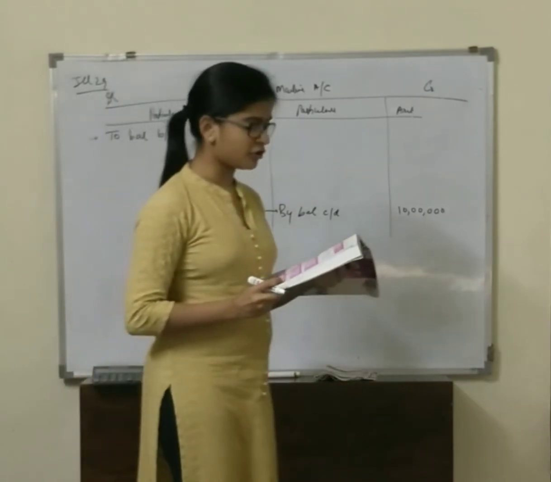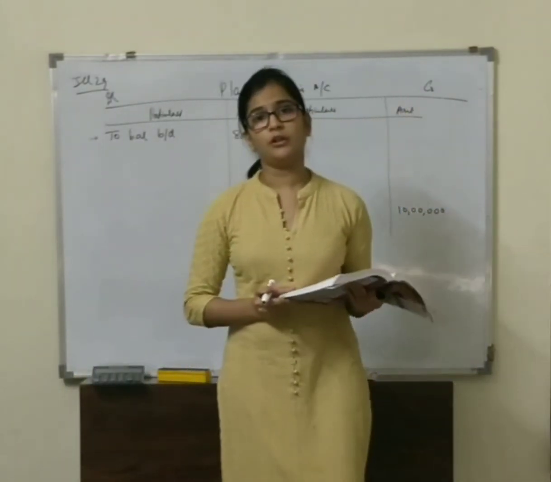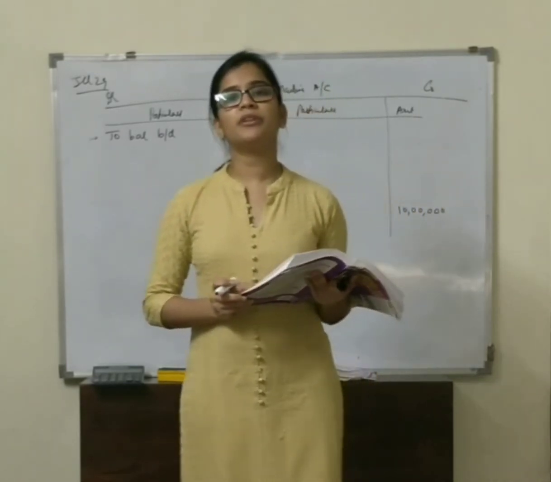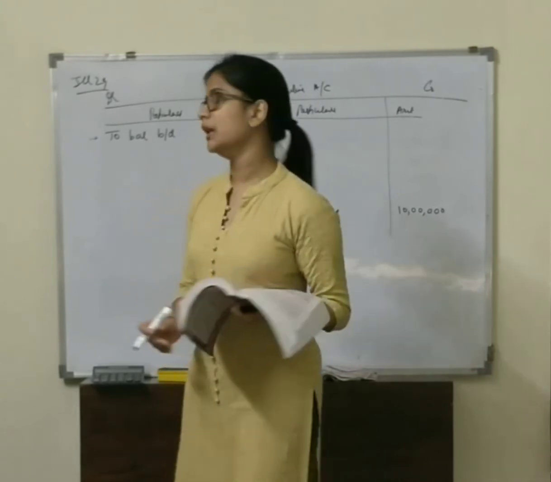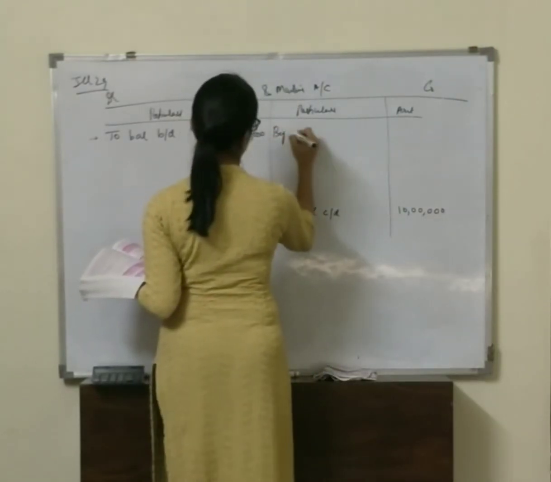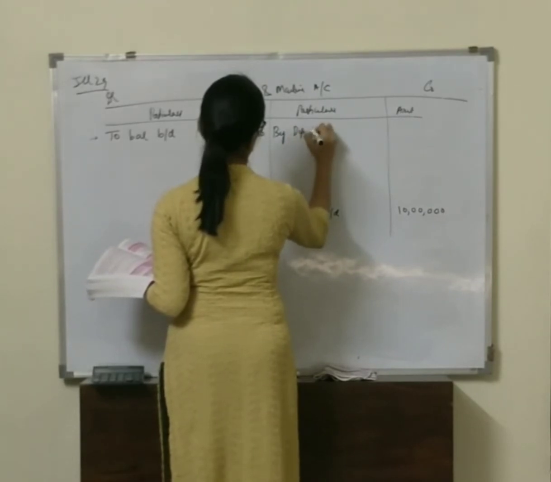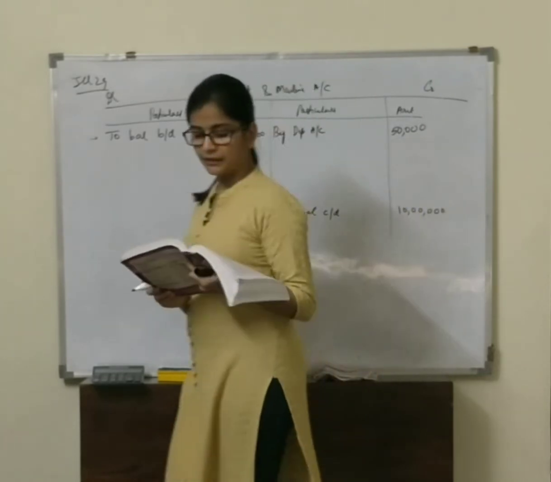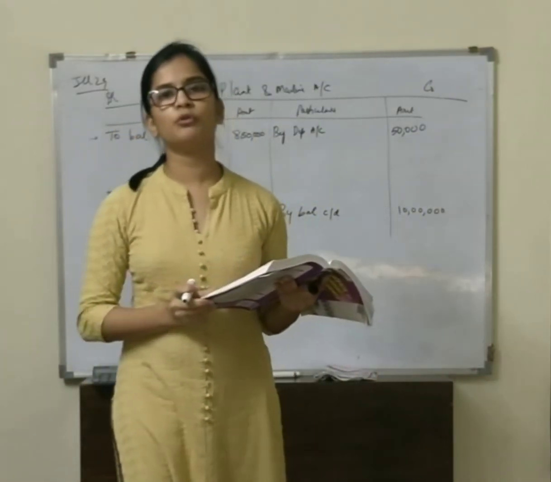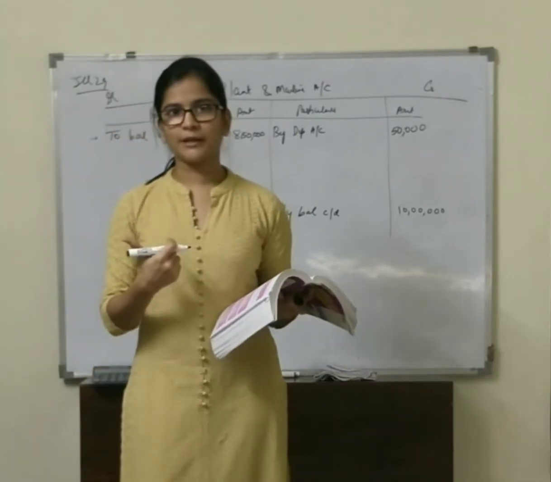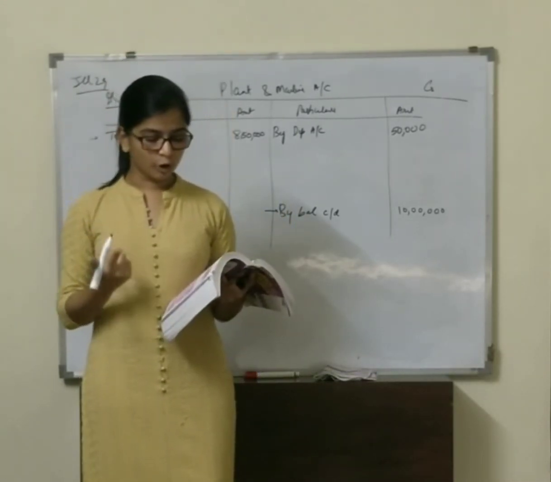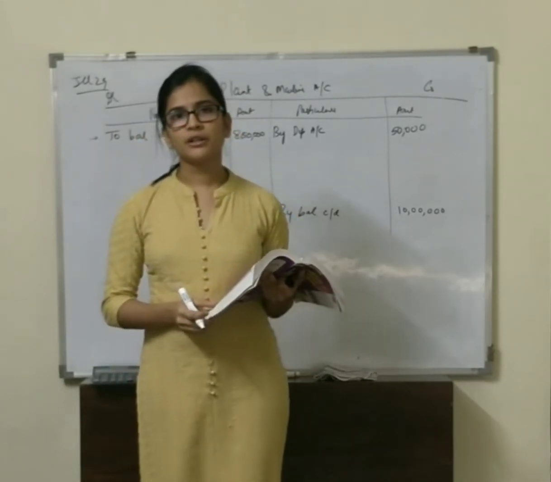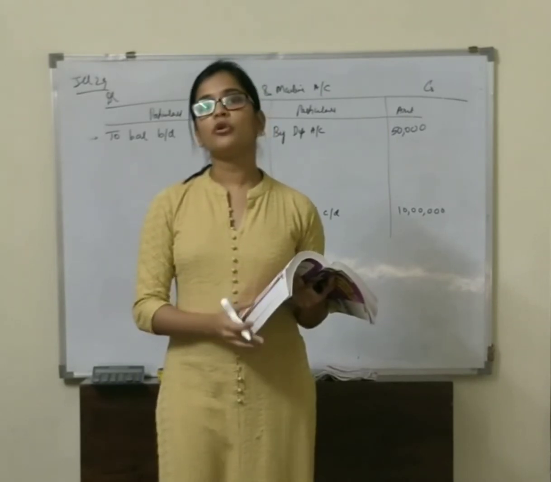Next they have given a depreciation charged on plant and machinery of 50,000. So what is the journal entry for depreciation charge? It is depreciation account debited to plant and machinery account. So we will be writing on the credit side: by depreciation account 50,000. Next they have given plant and machinery with a book value of 60,000 was sold for 40,000. First there is a sale of plant and machinery. Again there is a loss on the sale of plant and machinery. Why there is a loss? Because the plant and machinery which was costing 60,000 is sold for 40,000.